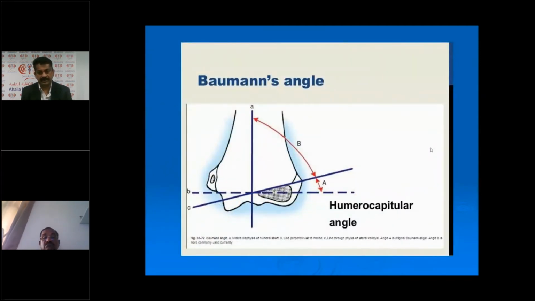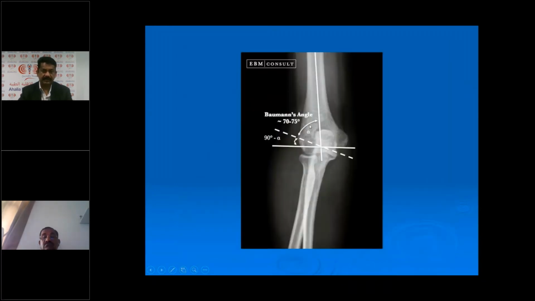This is the Baumann angle. It's an angle formed by the long axis of the humeral shaft with the long axis of the lateral physis. As you can see, this is the Baumann angle. Usually it is between 64 to 81, but on an average it is like 70 to 75. So our aim in any supracondylar fracture is to get an angle between 70 to 78. Baumann angle increases in supracondylar fractures when there is more varus. And this second reading here, 90 minus alpha, that is the new Baumann angle. The older one was this one.